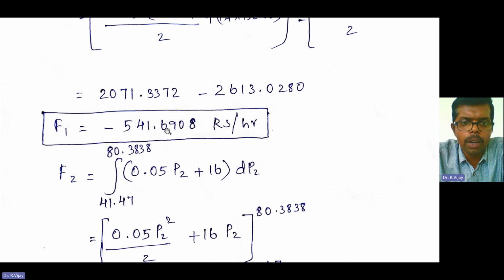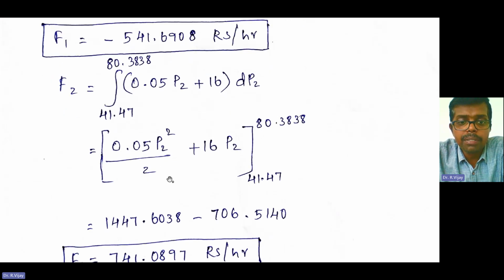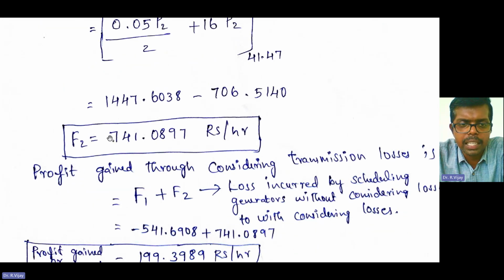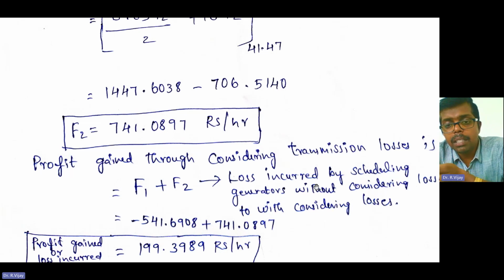Here you will get positive values, that is 541.6908, and F2 I think will come almost in the negative. So in the reverse we'll get minus 741 and plus 541. If you do this also, you'll get minus 199.3989 rupees. That is the loss incurred in the reverse case, that is, the loss incurred by scheduling the generators with considering losses compared to without considering losses. So this is how you need to calculate.